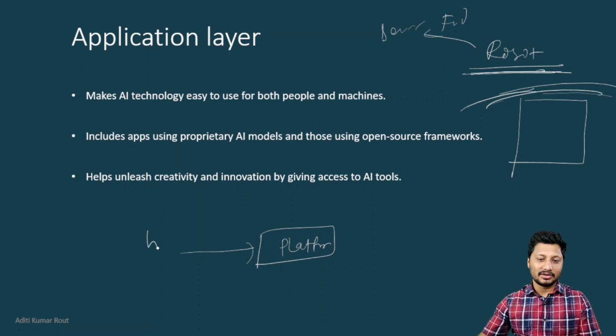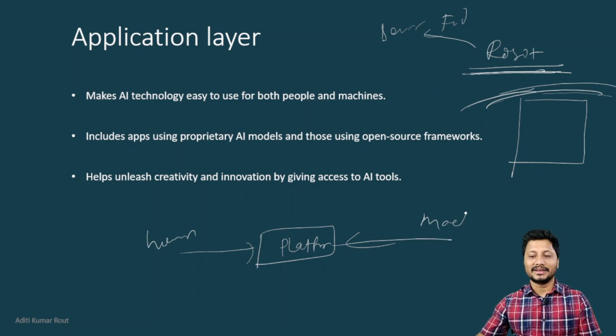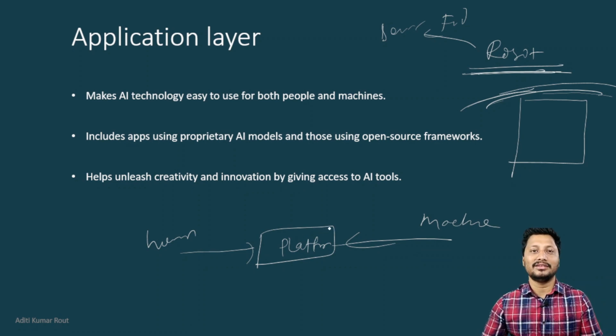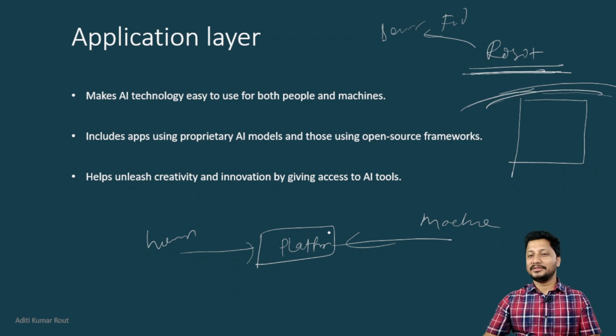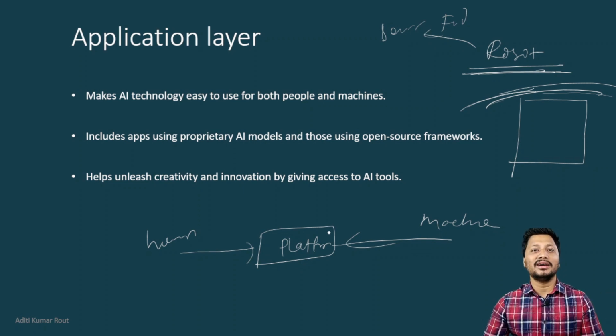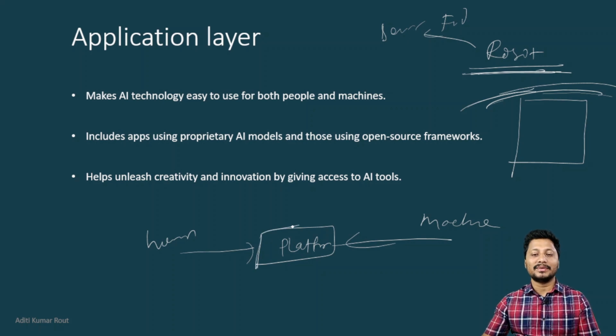This is the human, and this is a machine, right? This is the interaction, like the operating system in a computer system, right? It acts as an interface between the user and the computer. This is the interaction medium the application layer is dealing with.